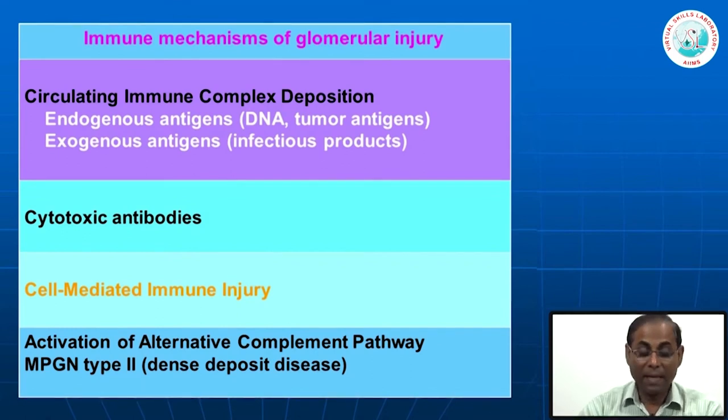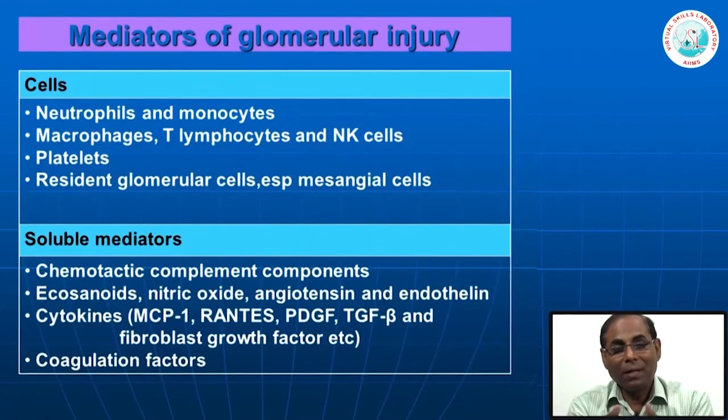So, the classical example is dense deposit disease. We talked about how immune abnormality causes glomerular injury, but the glomerular injury has to involve also the components of the glomeruli. Later we see what the cells are which actually cause damage to the glomeruli, or what the soluble mediators are that cause damage. The cell which causes a lot of damage is the neutrophil.